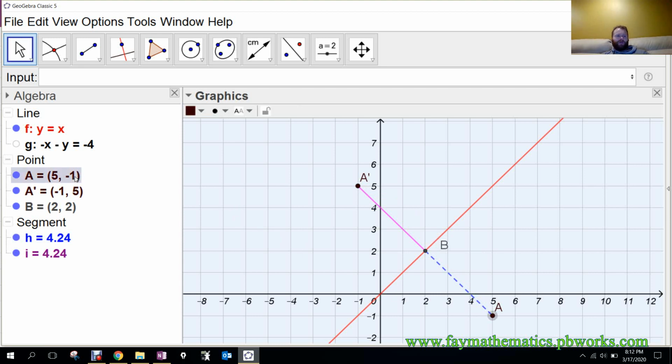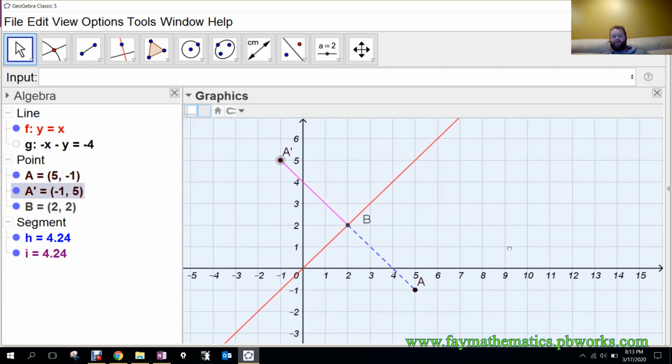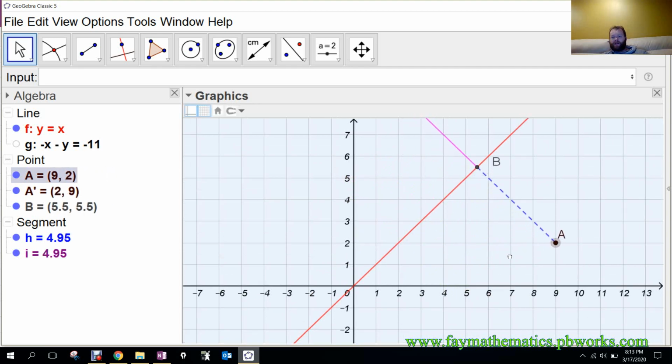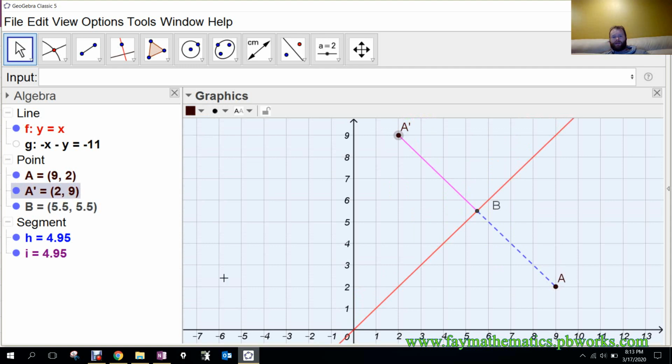If you look at A's point 5 comma negative 1 and A prime's point negative 1 comma 5, there's a relationship there. Now no matter where I move A, the way I built this should move A prime as a reflection. You see when it goes 6 comma 1 and then 1 comma 6. Here we've got 9 comma 2. Do we have 2 comma 9?